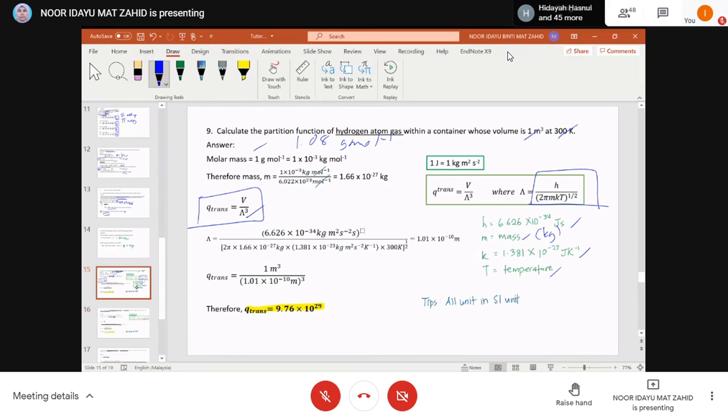So what is the mass? To determine the mass of a hydrogen atom, it is as simple as dividing by the Avogadro number, right? The Avogadro number is 6.022 times 10 to the power of 23 per mole, and this should be the value, 1.66 times 10 to the power of negative 27 kg. k is the Boltzmann constant, with the value, and I convert joule into kg m square s negative 2 SI unit, per Kelvin, and multiply with temperature. Temperature should be in Kelvin, so 300 Kelvin. If you are given degrees Celsius, don't forget to convert it into Kelvin.